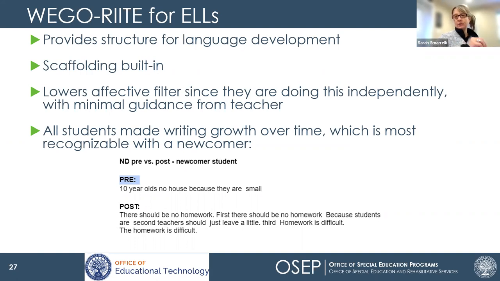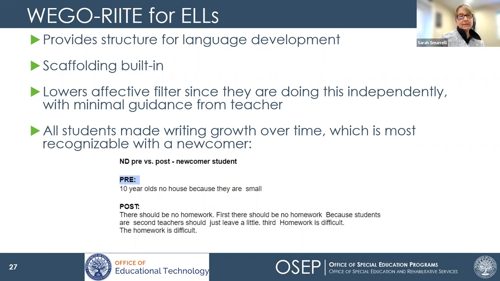In the past, I'd have to do a lot of sentence frames or sentence stems visually, and so other kids see them getting those. But this way I don't have to do that, because they have the transition words and the sentences are started for them right there. So it really lowers that affective filter and they get more independence.